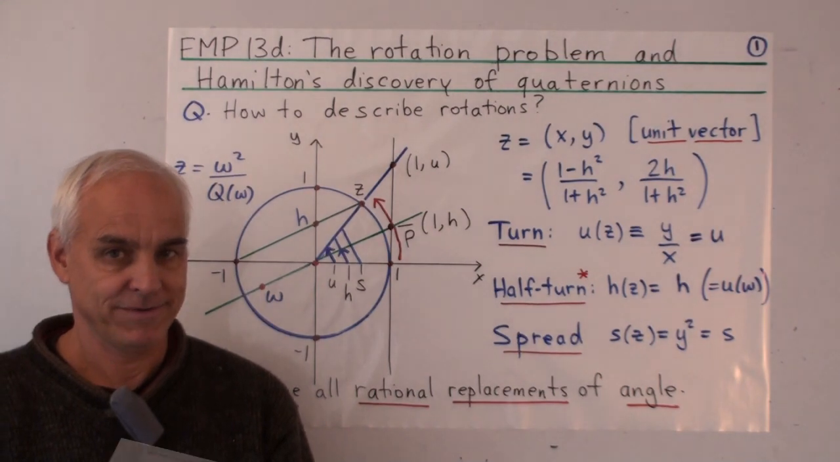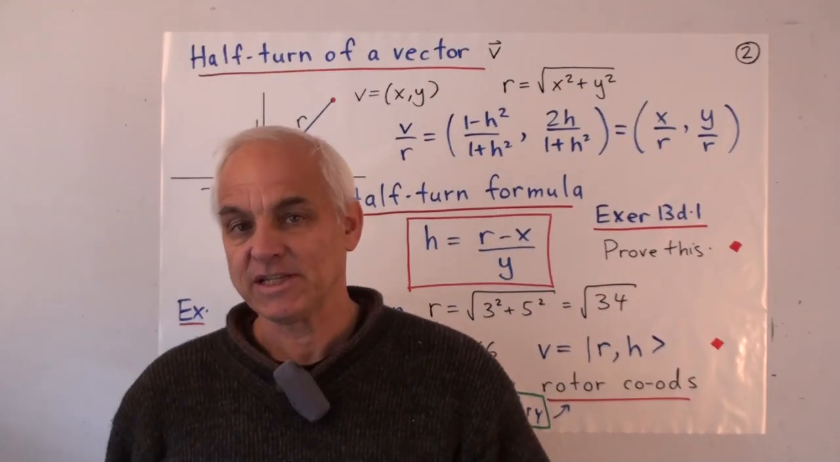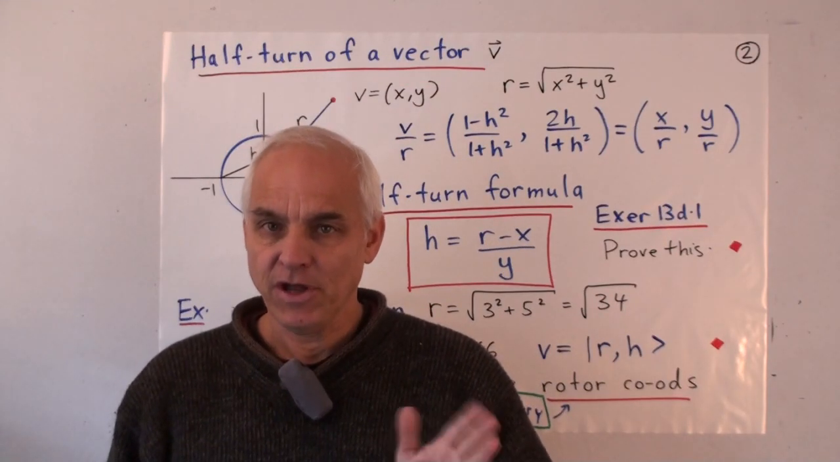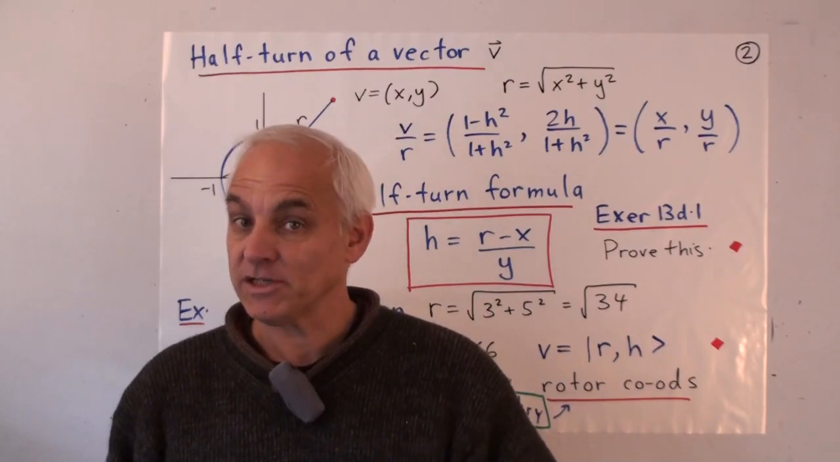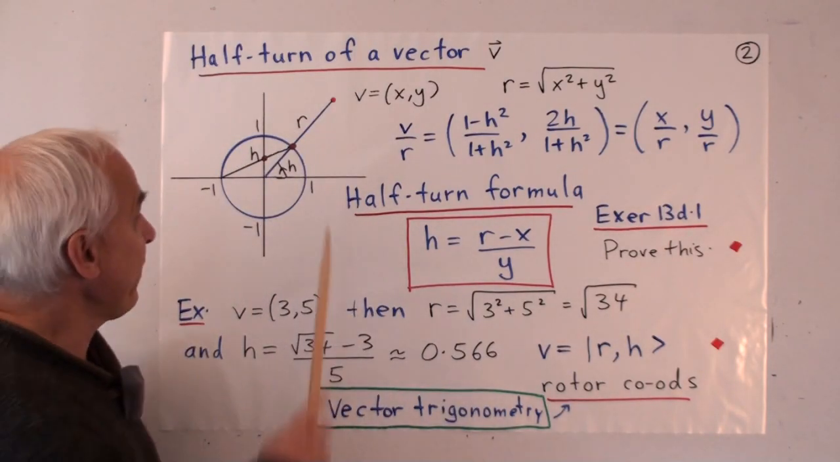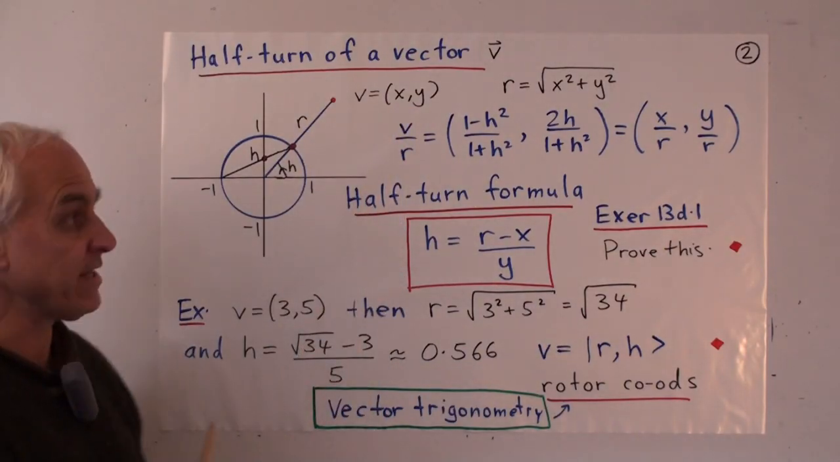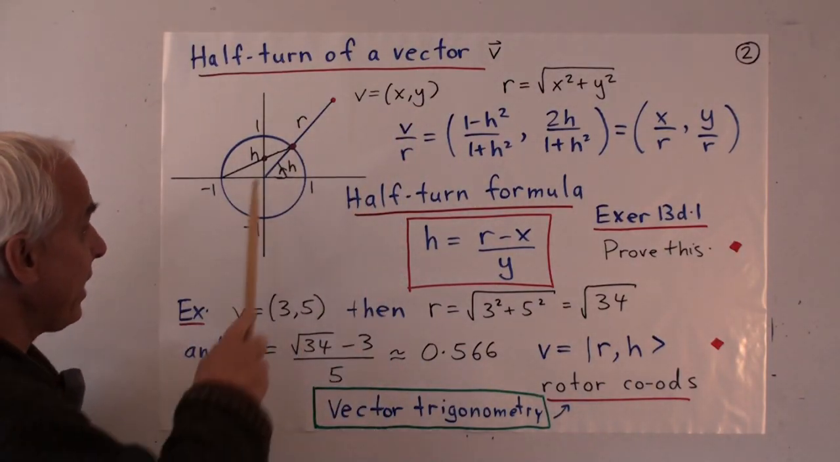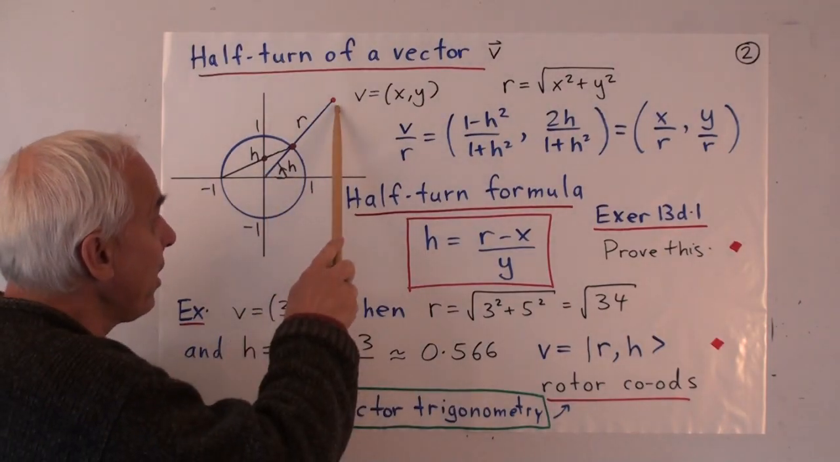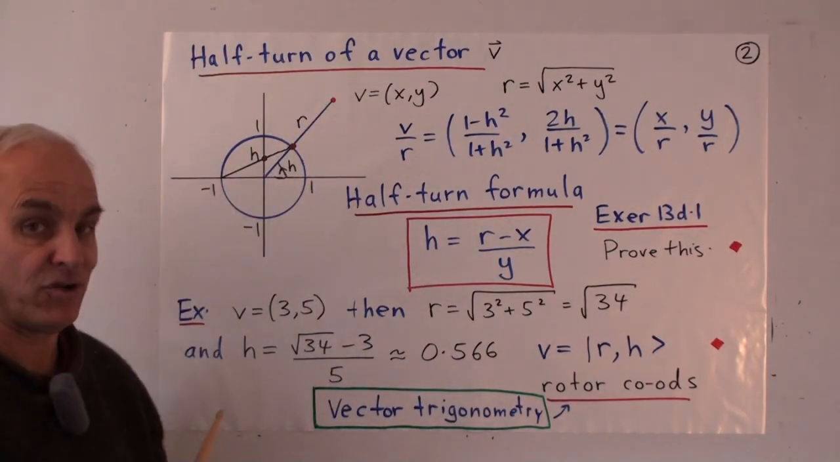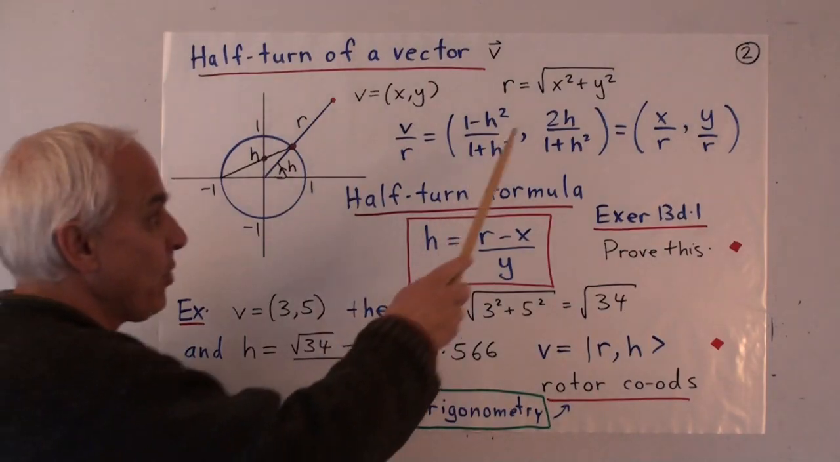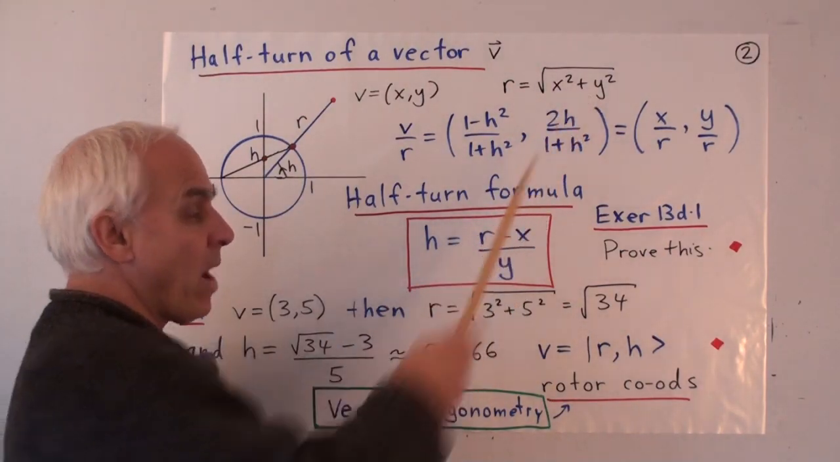Very important. So we want to extend the idea of the half turn to more general vectors, not just unit vectors. We have a general vector v in the plane, say with coordinates x and y. Let's denote by r the length of that vector, so we're going to take the square root of x squared plus y squared.